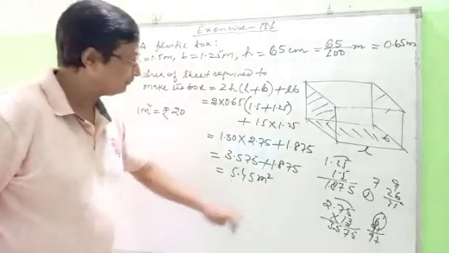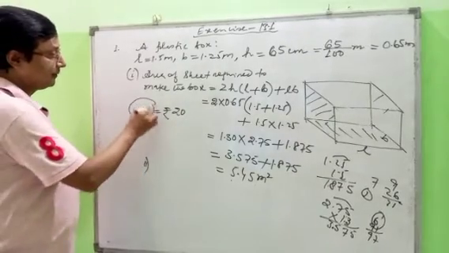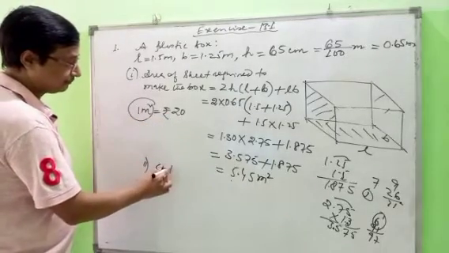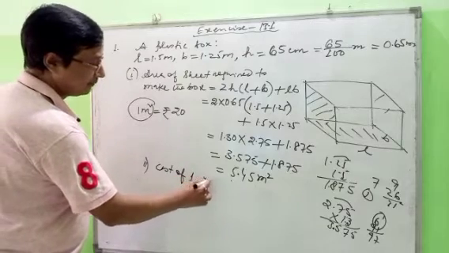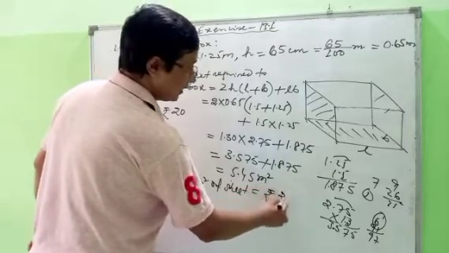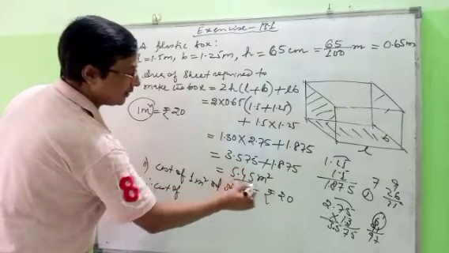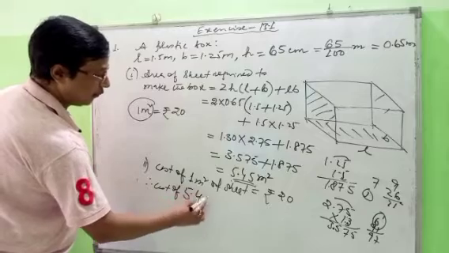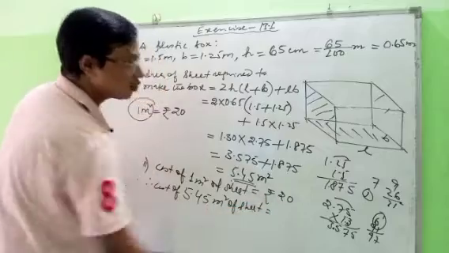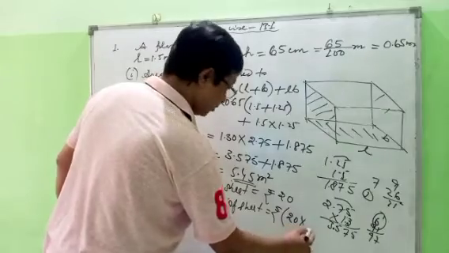That is why, now the second part. So you are going to find the cost. So here they have given that 1 square meter of the sheet costs rupees 20. So now cost of 1 meter square of sheet equals rupees 20. Therefore the cost of this much area, so it is 5.45 meter square of sheet. So here the area is more, the cost will be more. So you will multiply, so it will be into 5.45.